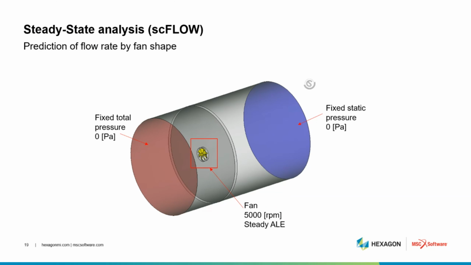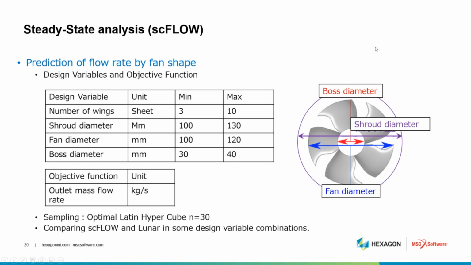Here is a steady state analysis done by STFlow software. We want to predict the flow rate of a fan by changing its shape. We know that here we have a fan with 5,000 RPM. We use a steady AAL equation to solve it. For a fan, the number of wings, shaft diameter, fan diameter, and hub diameter are important to predict the flow rate of the fan.